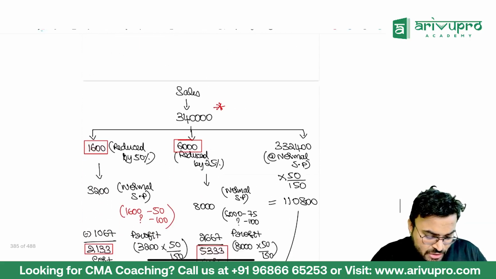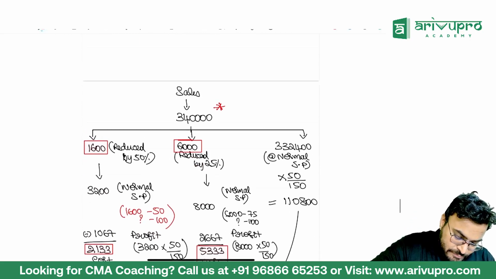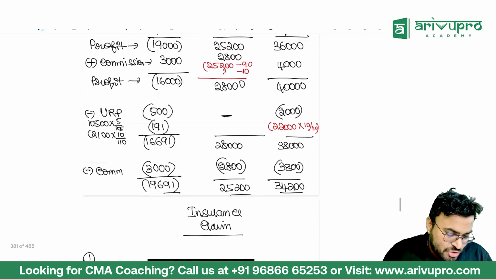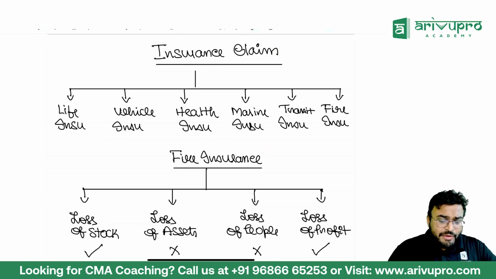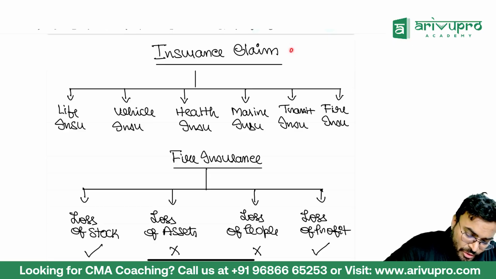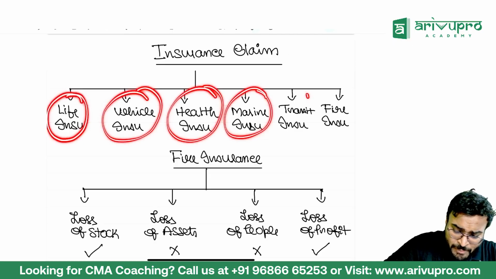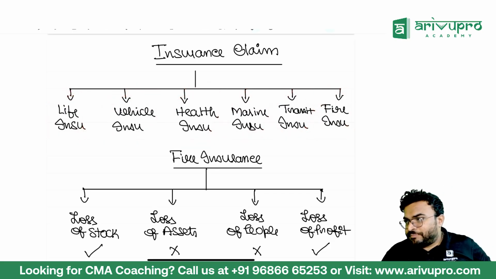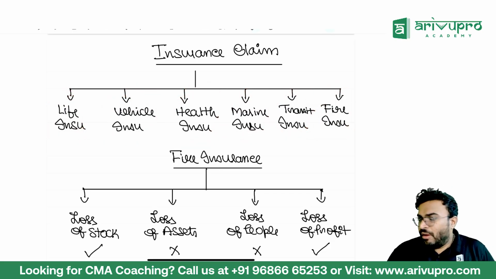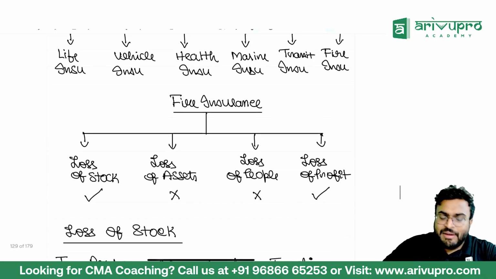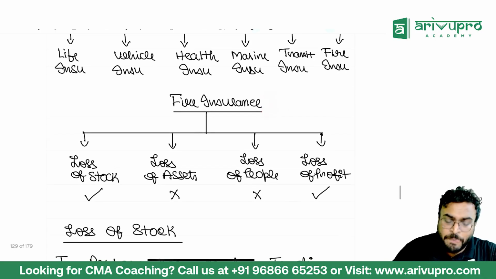Let's go next into insurance claim. The next chapter that I'm going to discuss is insurance claim. When we are talking about insurance claim, there is life insurance, vehicle insurance, health insurance, marine insurance, transit insurance and fire insurance. But we are not considering any of that. We are only discussing fire insurance.